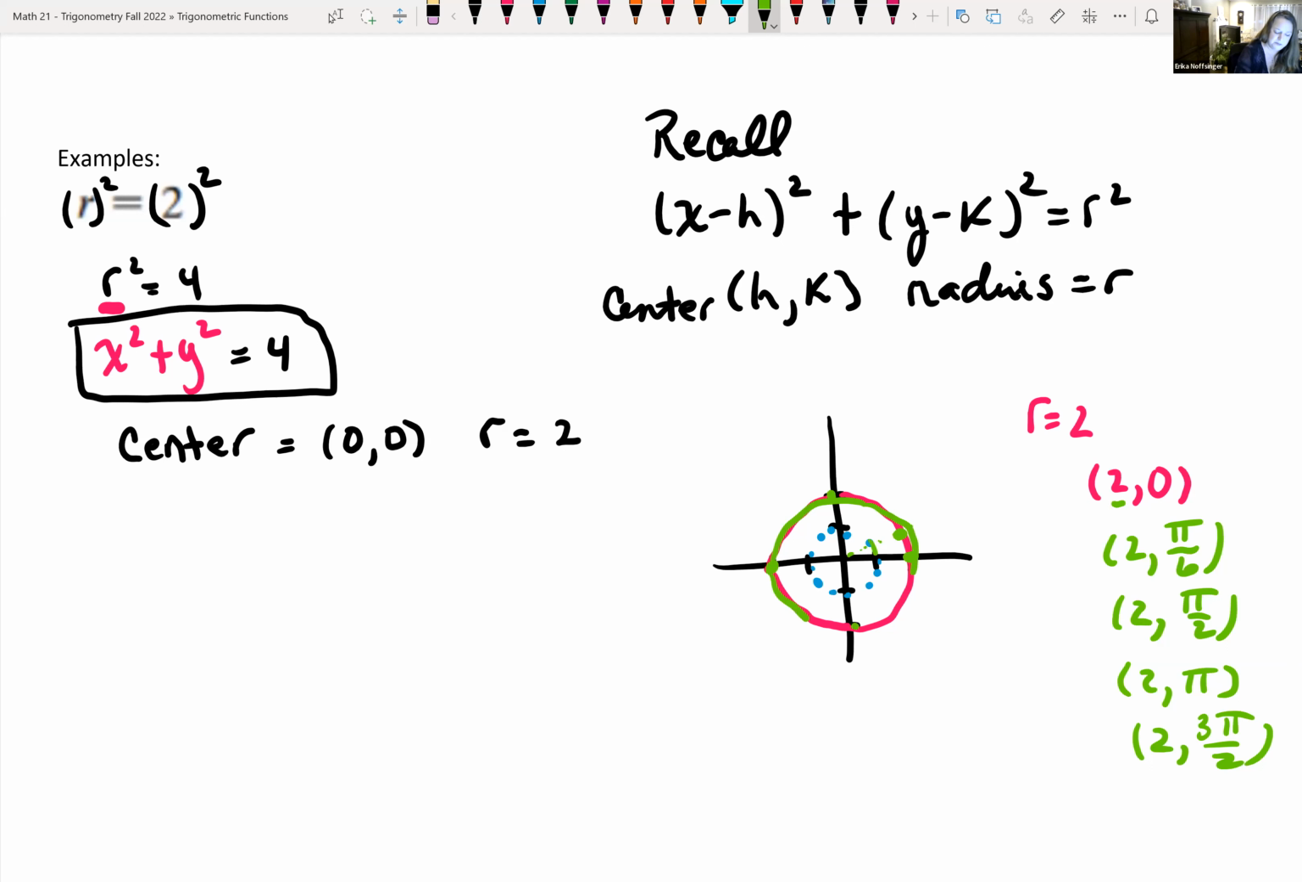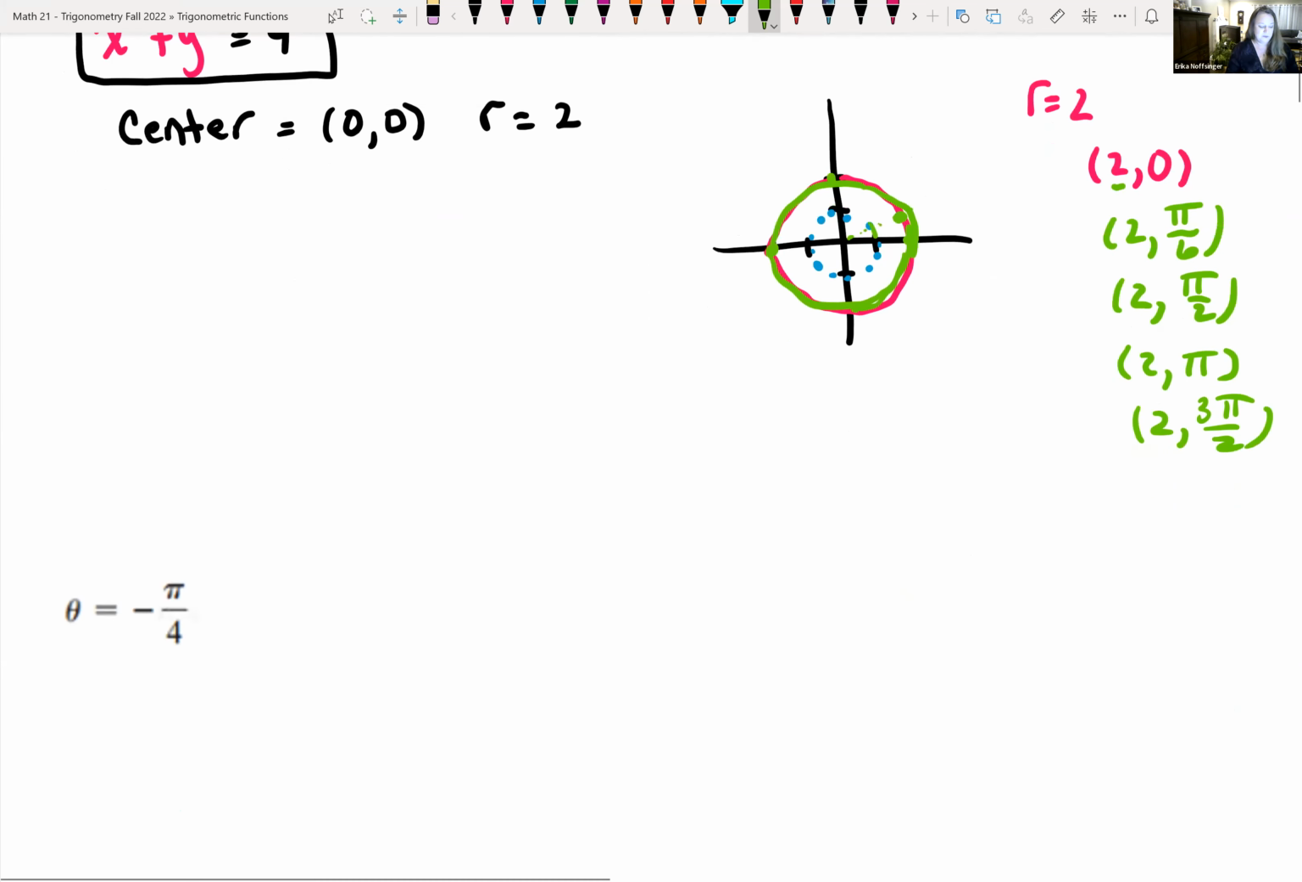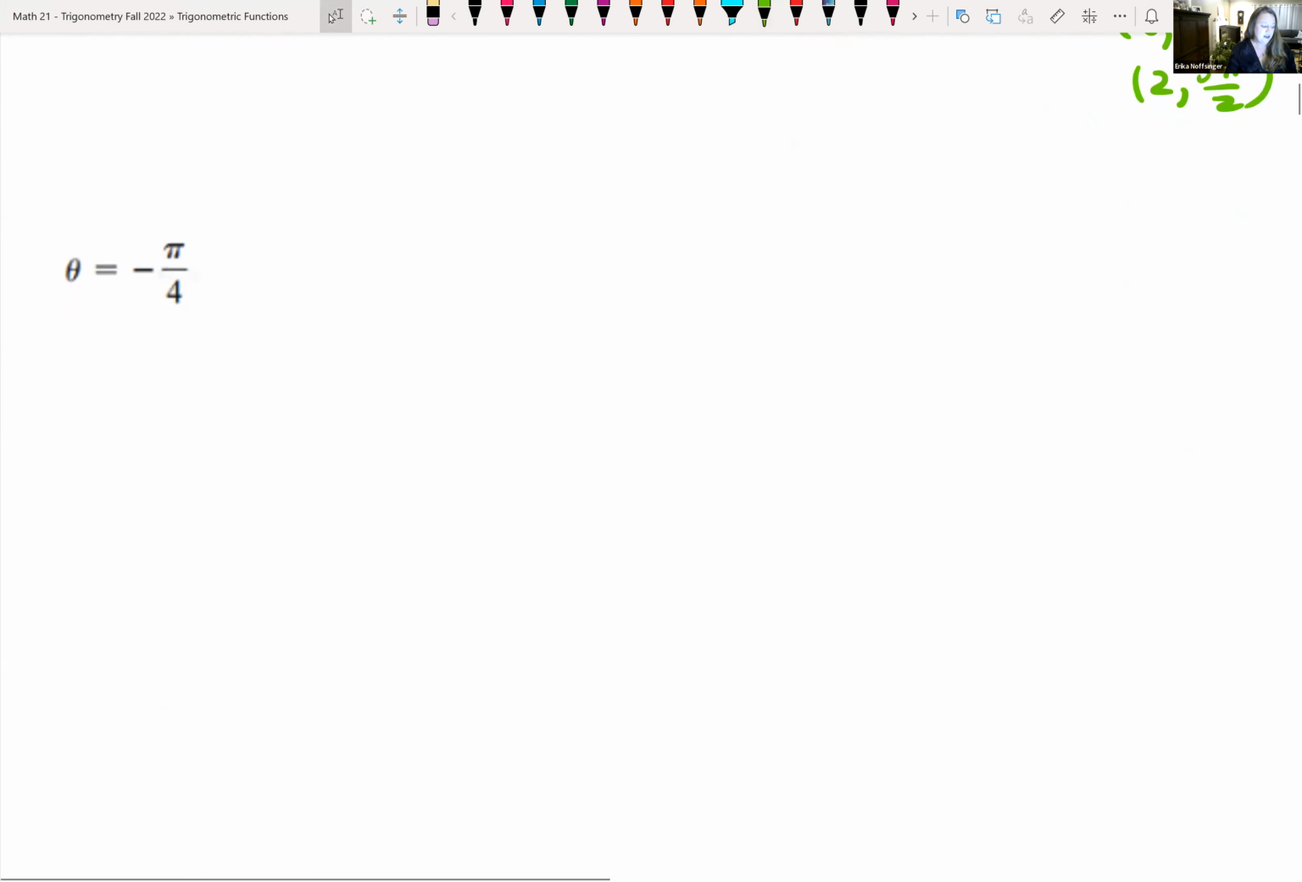So we get the same shape using both the rectangular and the polar equations. So now let's look at another equation. It's a similar idea here. Here we're given that theta is equal to negative pi over 4.